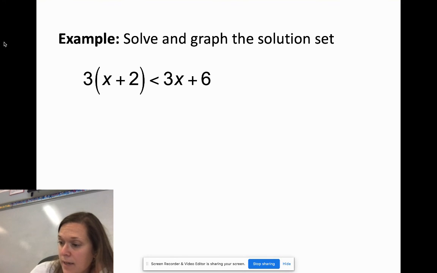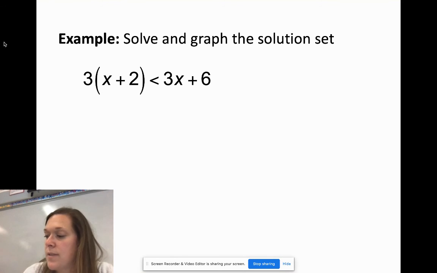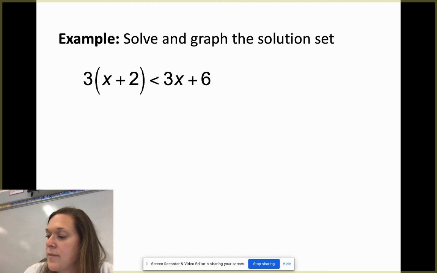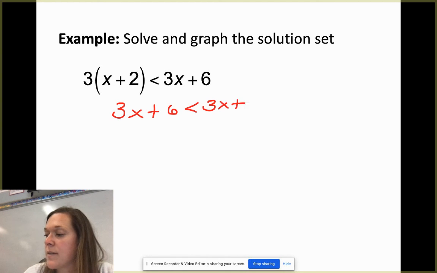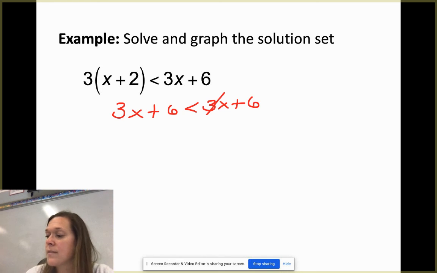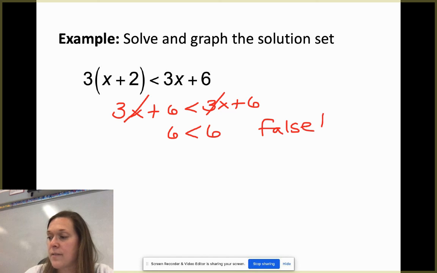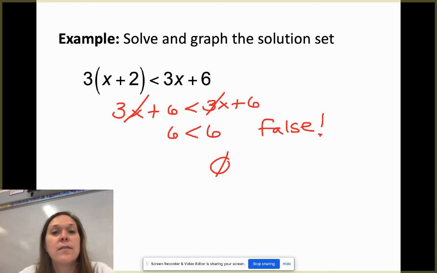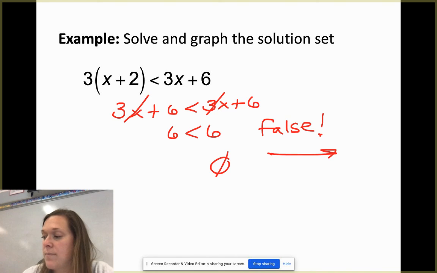What if we made it plus 2 inside? So now we have 3x plus 6 less than 3x plus 6. If that was an equals to, then that would be an identity, and we would say all real numbers. But notice, when I eliminate my 3x's, I'm left with 6 is less than 6. That's still false. 6 is not less than 6. So that's another no solution, empty number line.